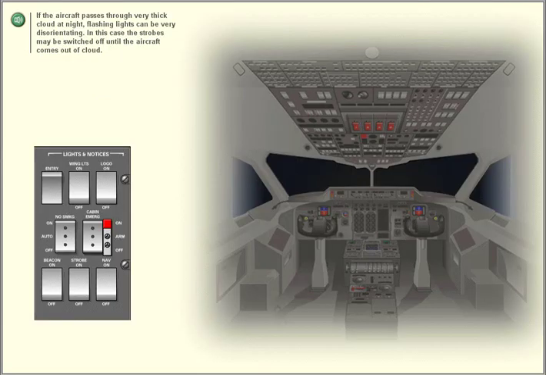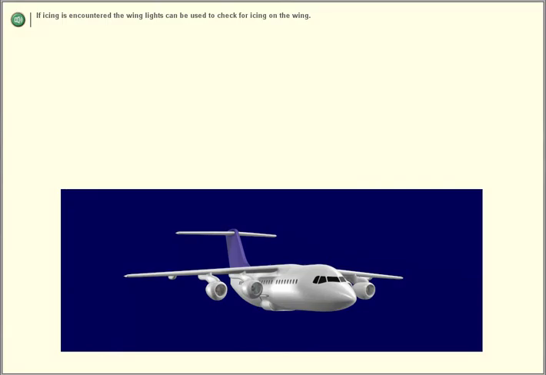If the aircraft passes through very thick cloud at night, flashing lights can be very disorientating. In this case, the strobes may be switched off until the aircraft comes out of cloud. If icing is encountered, the wing lights can be used to check for icing on the wing.